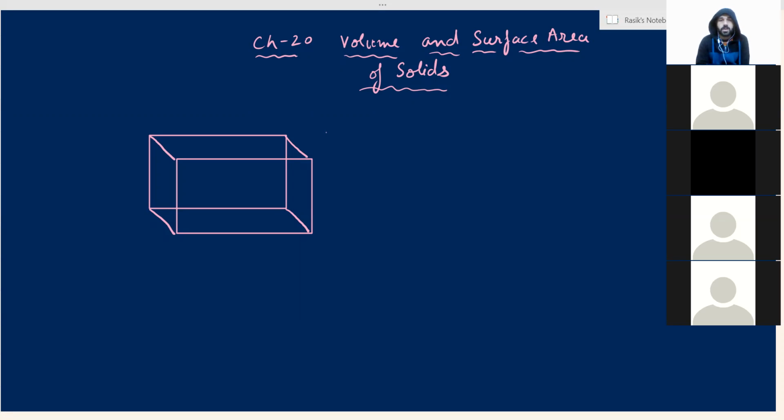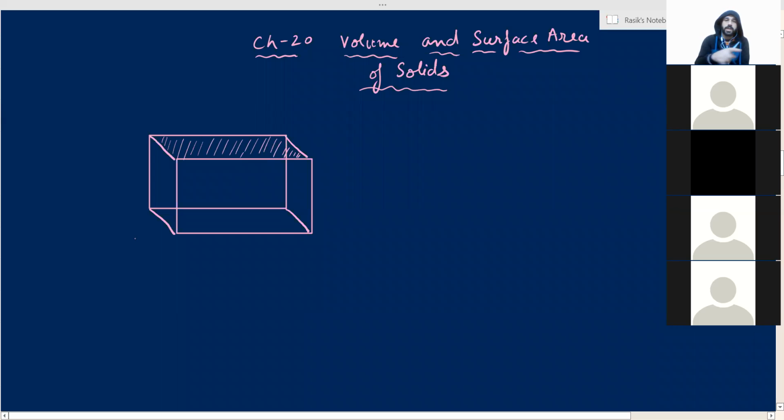So there are six surfaces in a cuboidal box, and all the surfaces are in which shape? If you see any one surface of the box, what is the shape of that one surface? Rectangle. Absolutely right. Each of the surfaces of a cuboidal box is in the shape of a rectangle. This top surface is a rectangle, right? So similarly, there are total six rectangles in a cuboidal box.